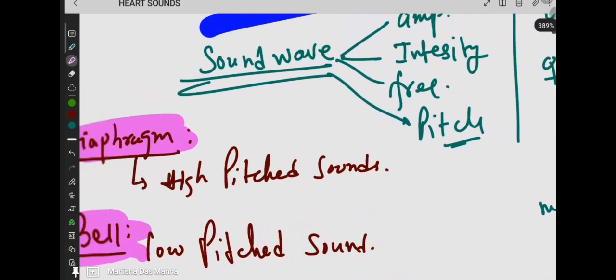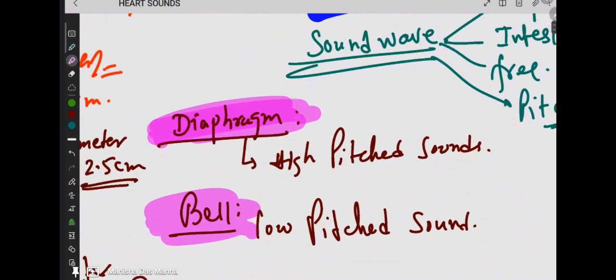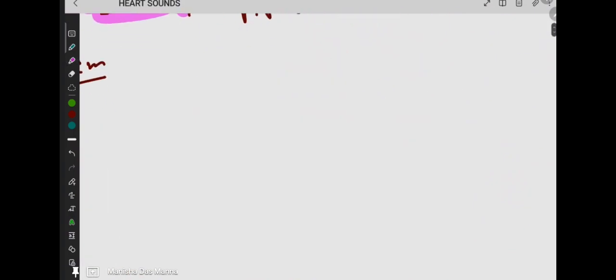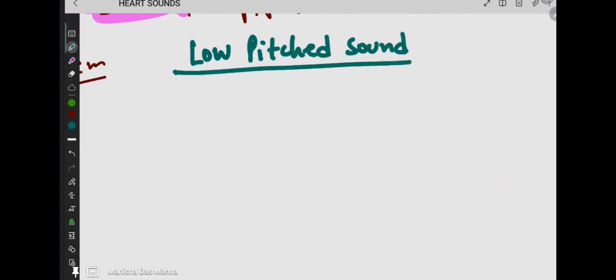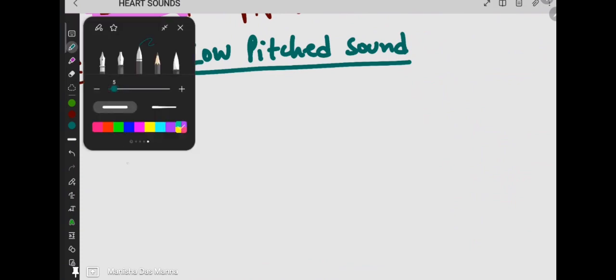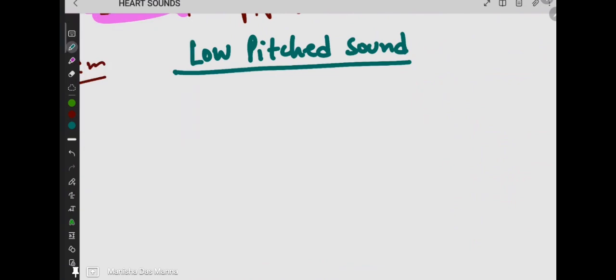So the diaphragm of the stethoscope is generally used to detect the high pitched sound, and the bell detects the low pitched sound. Look at this table first. Low pitched sounds, which sounds are low pitched? First, the third heart sound, the fourth heart sound.